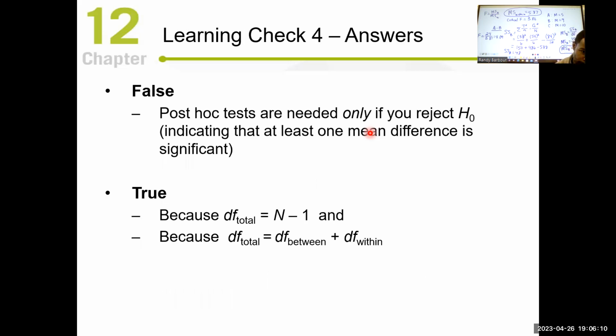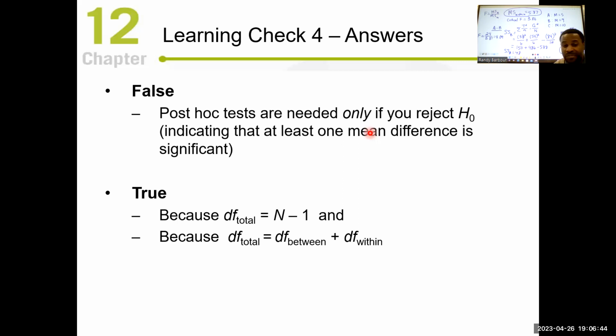Okay, so for the first one, you only need to do the post hoc test if you reject the null hypothesis. If you reject the null hypothesis, you're saying that there are some differences there. I just don't know where they are. Since you want to locate them, you would use the post hoc test to identify those particular differences, right? So you're only indicating that there's at least one mean difference when you reject the null hypothesis. The post hoc test allows you to know where those mean differences are.